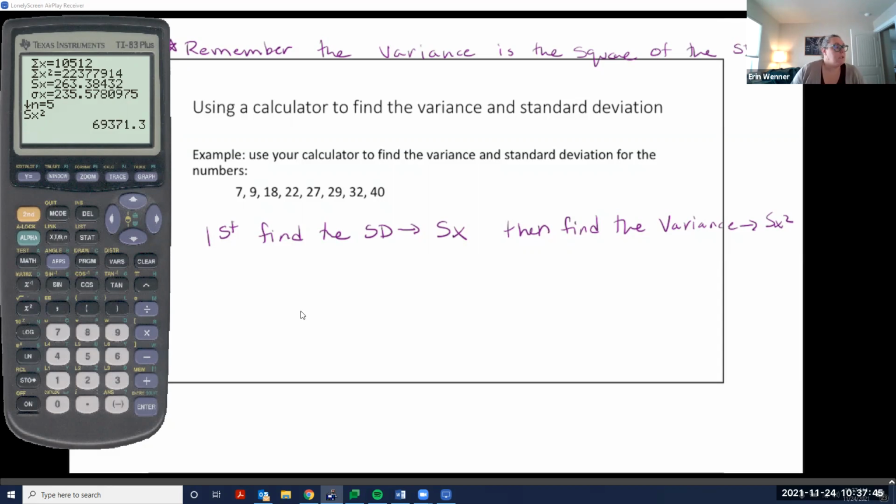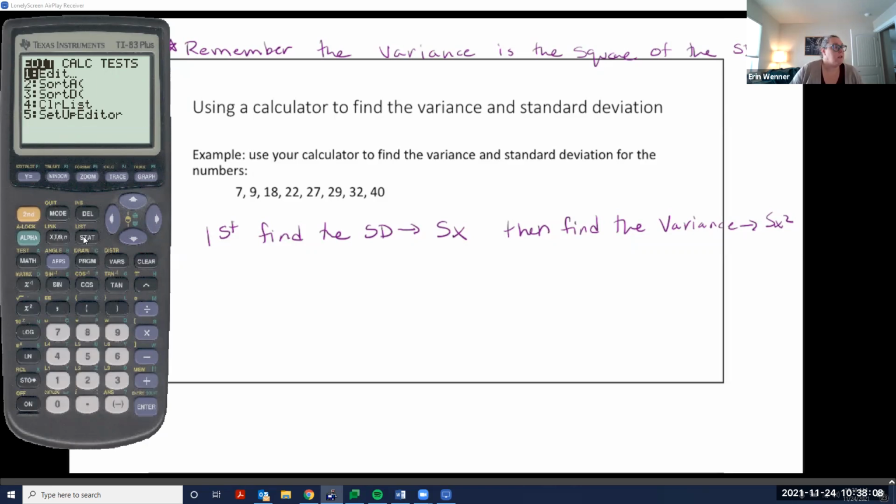Okay, so let's do this one together. We're going to hit the stat key. We're going to press enter, and then we'll press up to clear out our work. So we're just going to enter these values. So we've got 7, 9, 18, 22, 27, 29, 32, and 40.